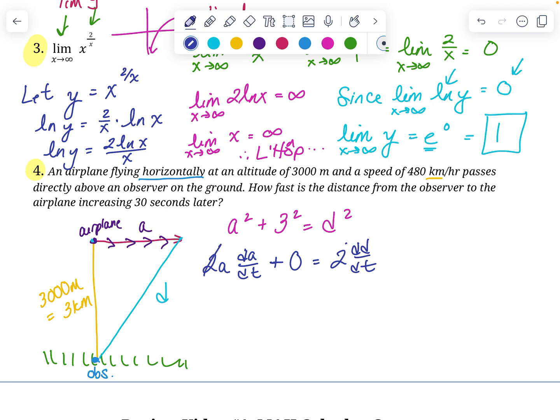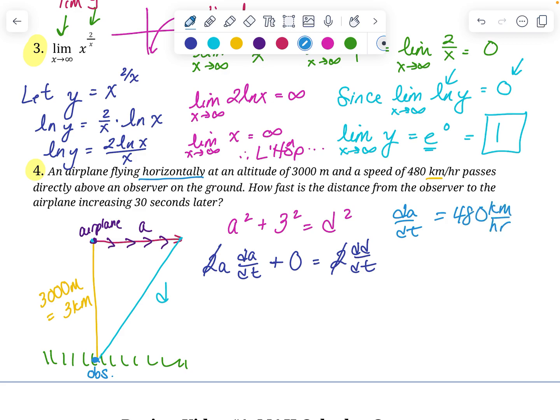Okay, we can divide everything by 2. This side was 0 because it's not changing, so the rate of change would be 0. And then there was mention here that the speed was 400 kilometers an hour. So d/dt is 480 kilometers an hour.